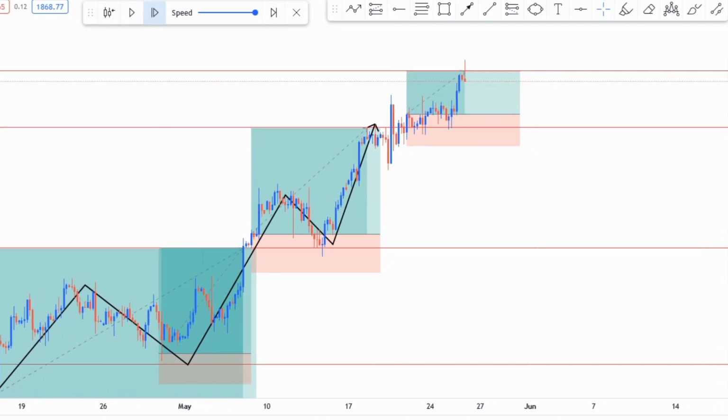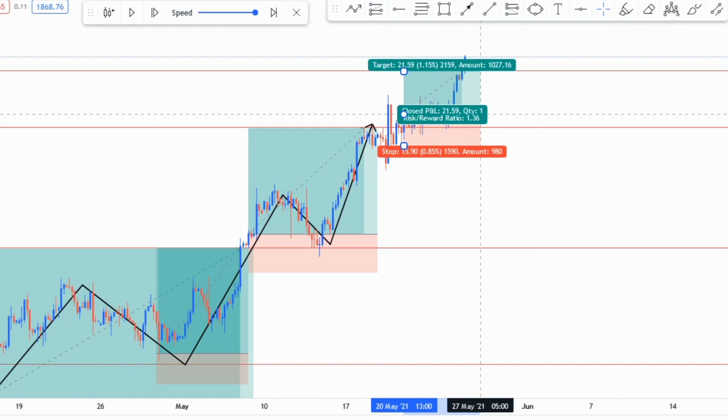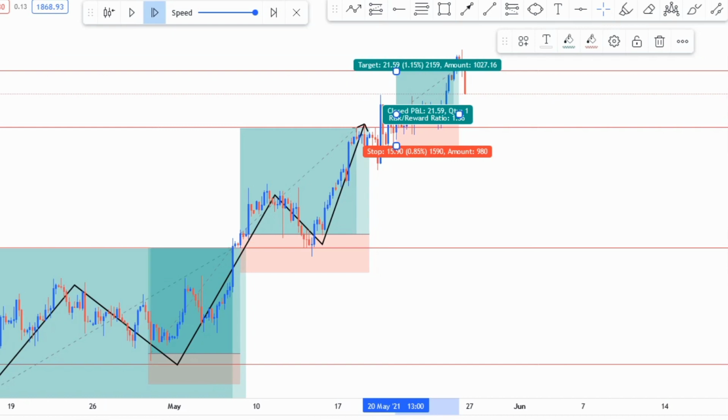So as we can see, price has finally hit our take profit. And then here is where we'll start looking for possible reversals to the downside. So we'll see what happens from here. If price gives us a good opportunity to take a sell, then we will.